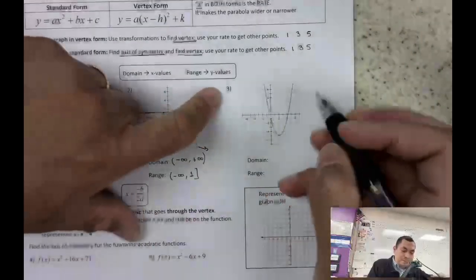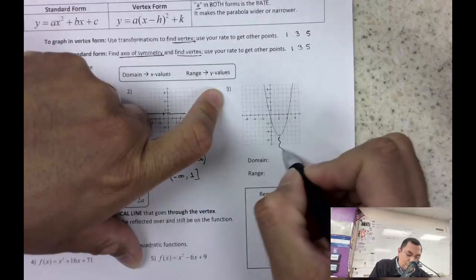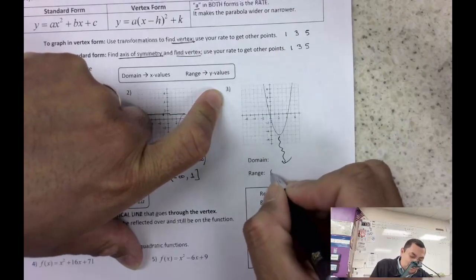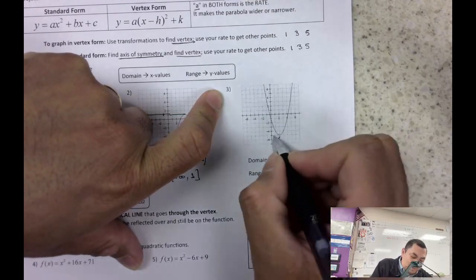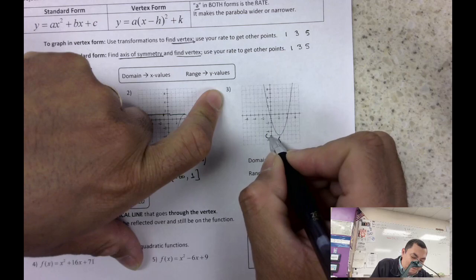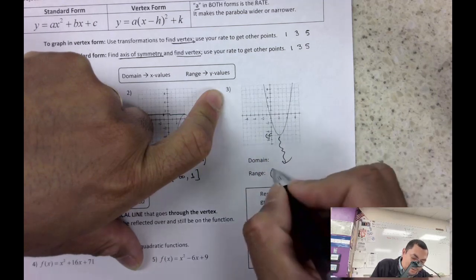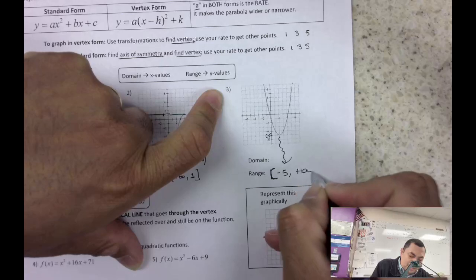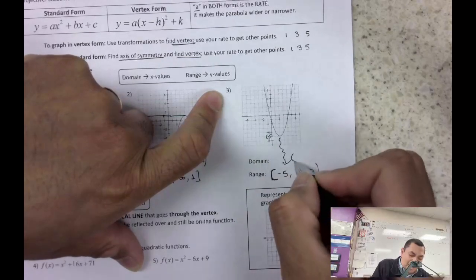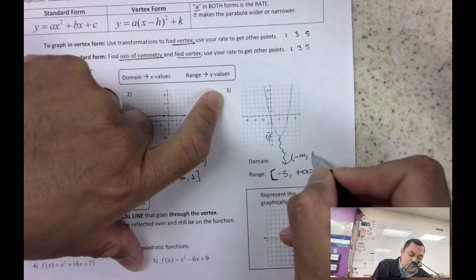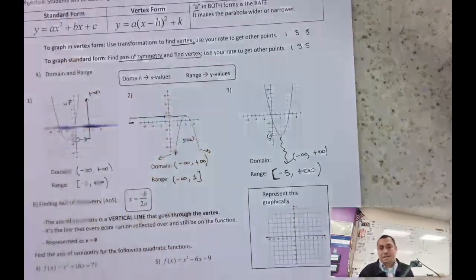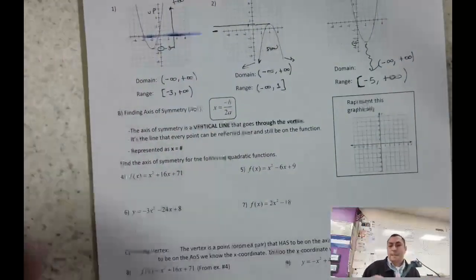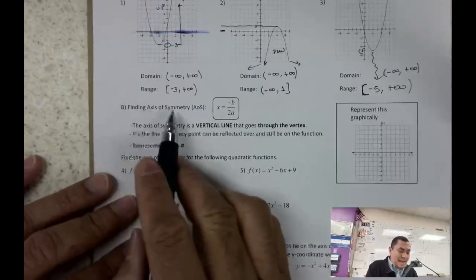Problem number 3. There is no graph here. So I'm going to say this graph starts from negative 5. This is negative 5, bracket, negative 5, comma, to positive infinity. And the domain is just negative infinity to positive infinity. That's the solution.